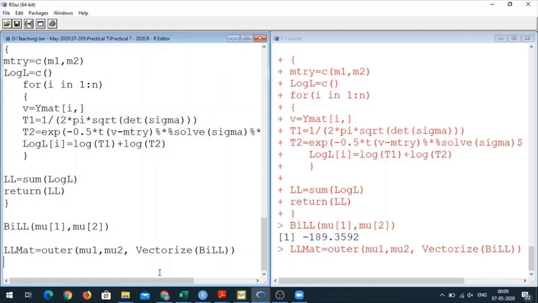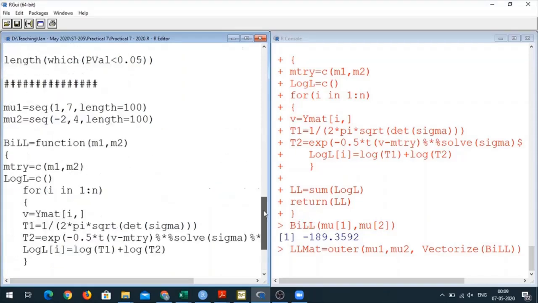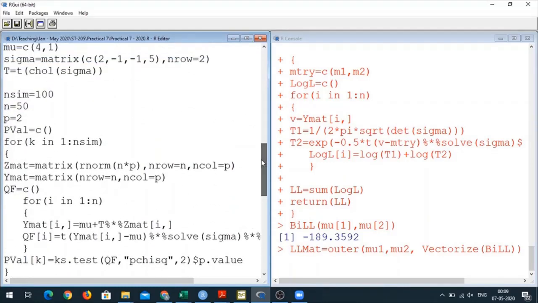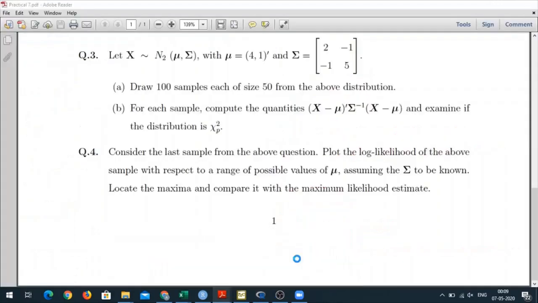Okay, so this is going to be ideally a 100 cross 100 matrix. It's taking time because it is doing 100 into 100, that is 10,000 computations of log likelihood. And if you remember, each log likelihood computation involves computation of n PDFs, where my n is 50. My sample size is 50. Okay, so that's why it is taking time. Let us go and read the question while it is running.